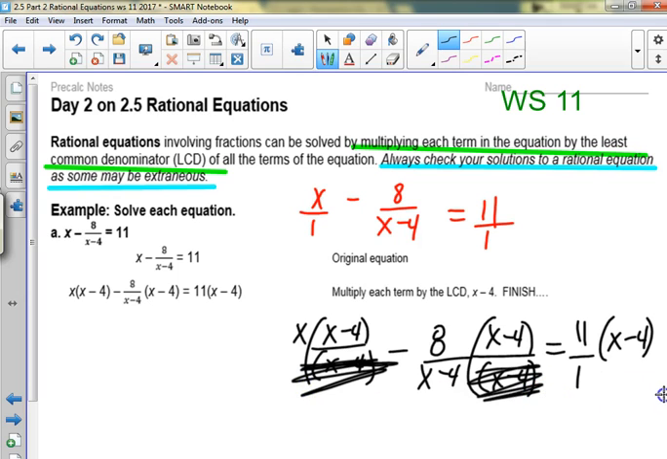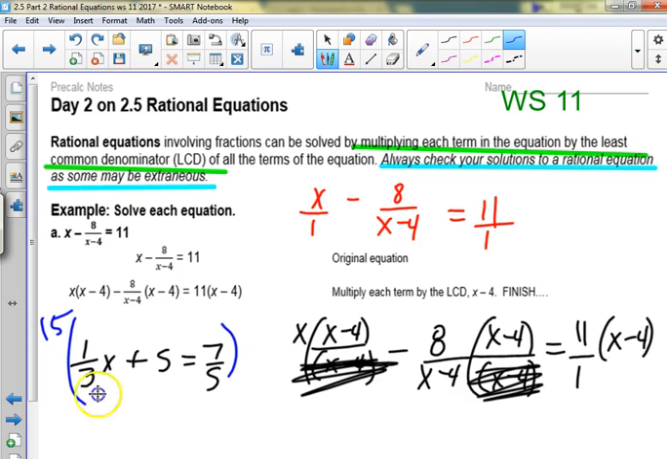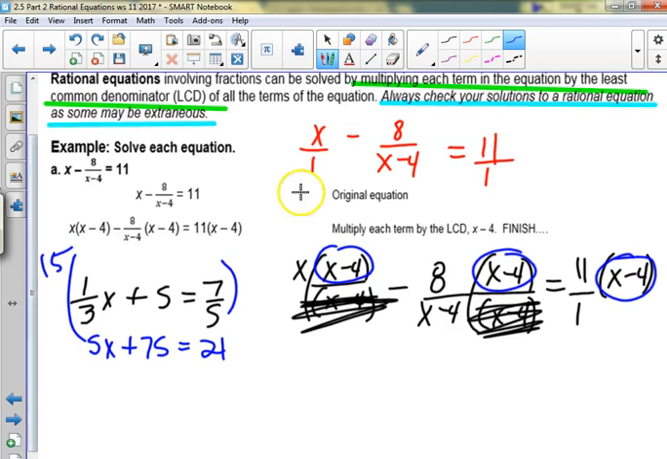If I multiply everything in an equation, go back here. 1/3 x plus 5 equals 7/5. Do you remember we used to multiply through by 15? To get rid of the denominators, we wound up with 5x plus 75 equals 21. Okay, the common denominator here was x minus 4, so I'm going to multiply an x minus 4 onto each thing here, and I made a hot mess out of this. I know that. I'm sorry.